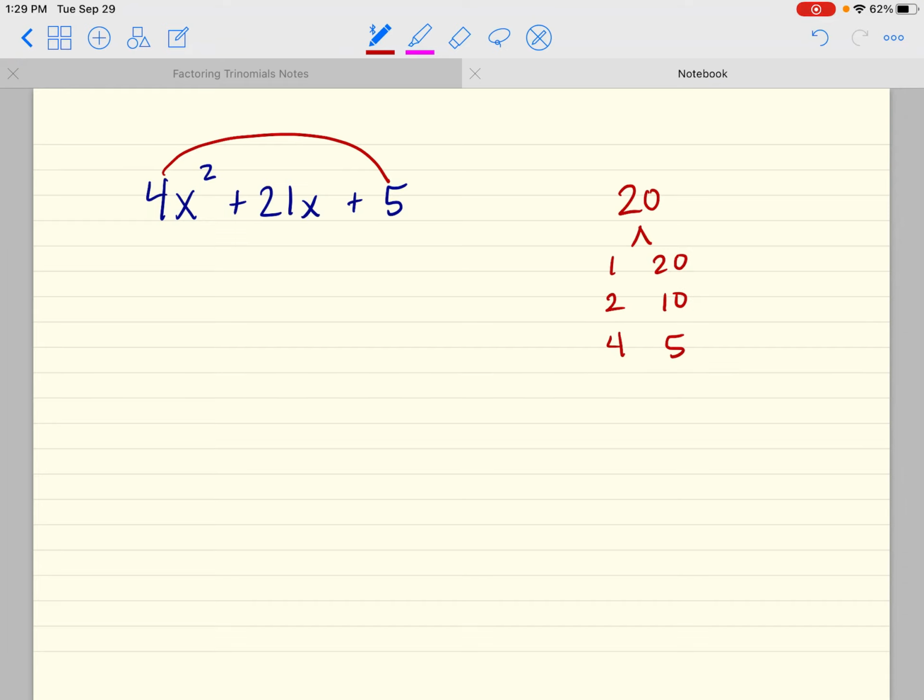Now what I want is the pair that's going to make the 21 in the middle. That when I add the pair, I can add to make the number that's in the middle. And that's going to happen with 1 and 20. So I'm looking for a pair of factors that adds to the middle number.